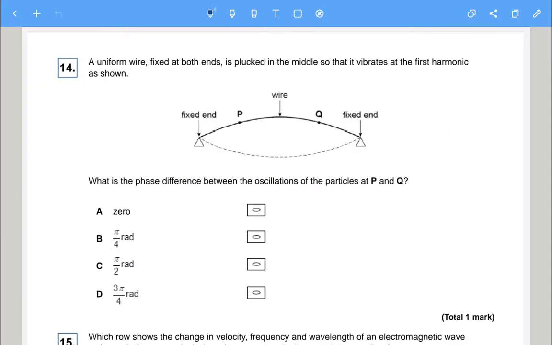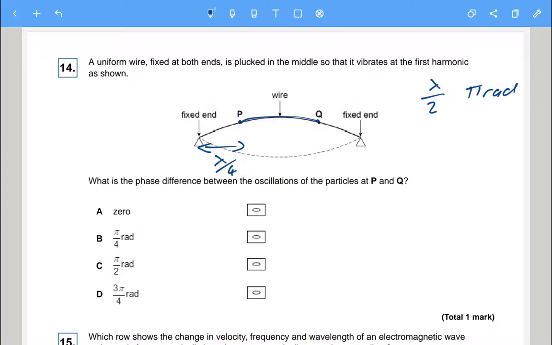Yeah, it's a fantastic question, this. So normally you might look at this and think, so you've got a uniform wire fixed at both ends, plugged in the middle, vibrates at the first harmonic as shown. What is the phase difference? So you might look at this and go, right, P and Q, they're probably about a quarter of a wavelength away from each side. So you might say they are half a wavelength away from each other. Half a wavelength, lambda over 2, would be pi radians. Which actually isn't an answer, so you shouldn't even fall for that. But it might confuse you, because you'd be thinking, well, there must be a phase difference.